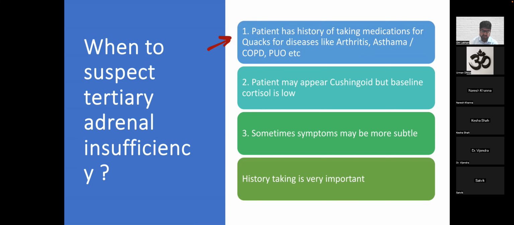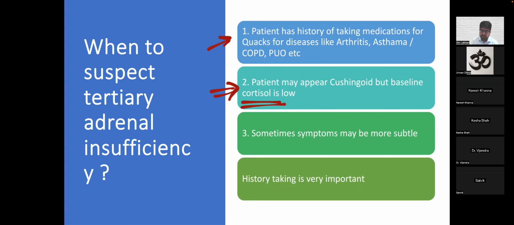So if you have a patient with history like this, so again, when you're taking history in a perioperative situation, perioperative patient, this is something you should be looking for. A patient who appears Cushingoid at baseline, but baseline cortisol is low, like we saw in the cases earlier. This again is also a patient having tertiary adrenal insufficiency.